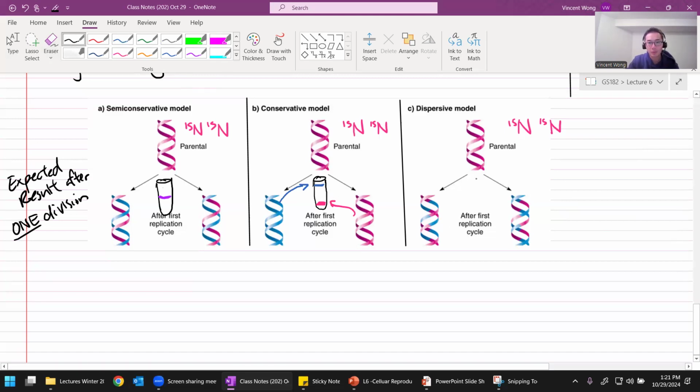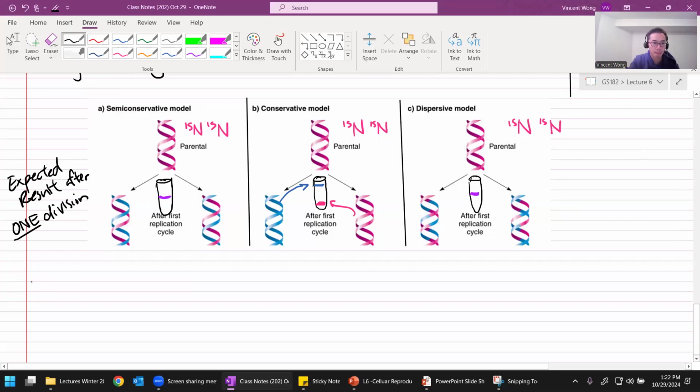And the last one here. What do you expect to see if it's dispersive? Where is the band? Top, middle, or bottom? Yeah, so it's a combination of 14 and 15, right? Which means, of course, it's going to be in the middle. Right? So these are the expected results if the model is semi-conservative, conservative, or dispersive.